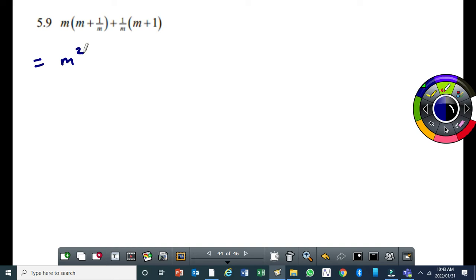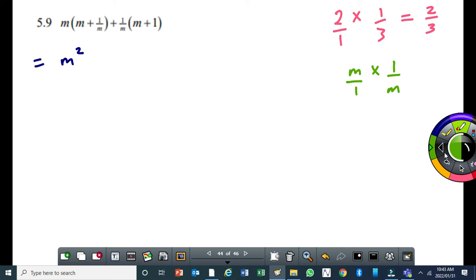So if I give you, say, 2 times 1 over 3, the answer will be 2 over 3. That will be 2 times 1, you get 2, and 1 times 3 will give you a 3. So if you have m times 1 over m, it means the denominator there is a 1. So you multiply the whole number by the numerator of the fraction, you get m. 1 times m will give you m. In the end, you get a 1. Okay? So m times 1 over m gives me m over m, which is a 1.